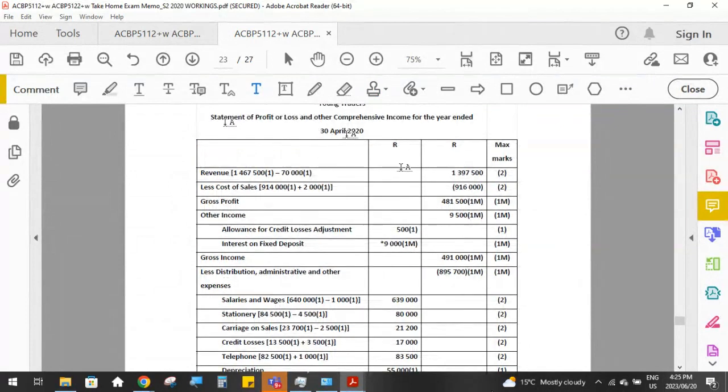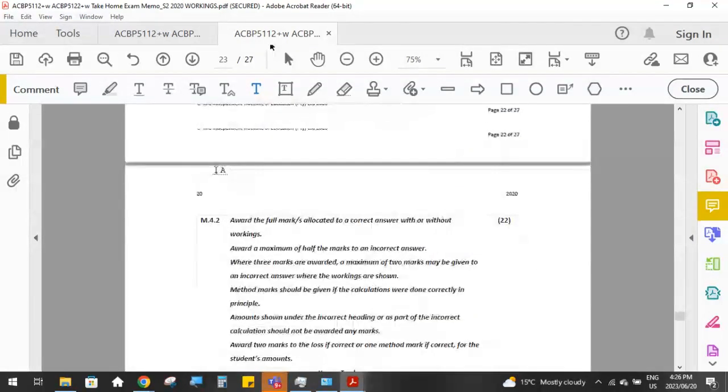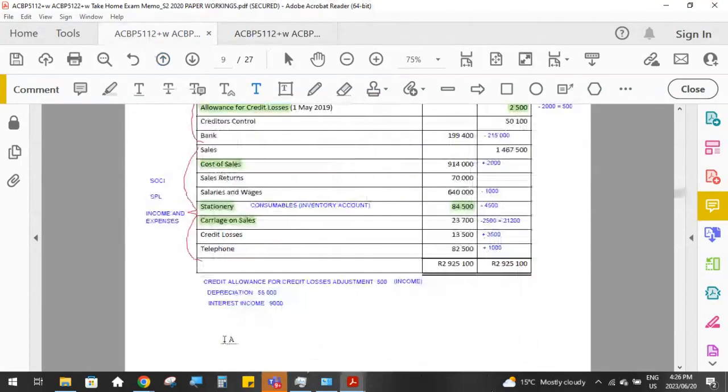In the statement of profit or loss, we've got two columns. The column on the left hand side, I'm going to call it a workings column. It's kind of like a workings or a subtotal column, and then we carry the total amounts over to the second column. Okay, so let's have a look. What have we got here? And let's go back to our question paper just quickly.